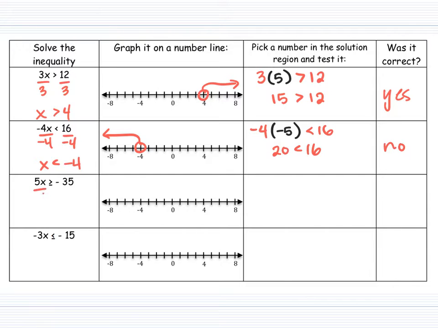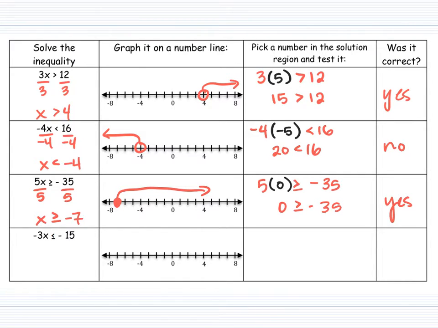On the next one, divide both sides by 5. So I have x is greater than or equal to -7. So I've got a closed circle at -7 going out to the right. If I want to pick something in that solution region, easiest thing to pick there is going to be 0. So I'm going to do 5 times 0 is greater than or equal to -35. So 0 is greater than -35. That is true. So that one works.